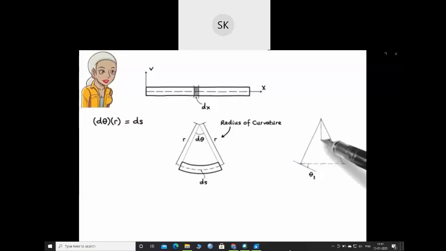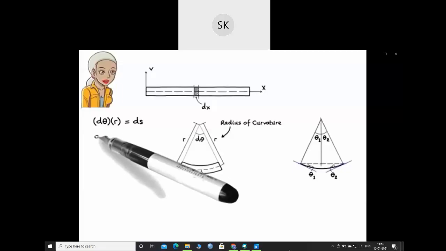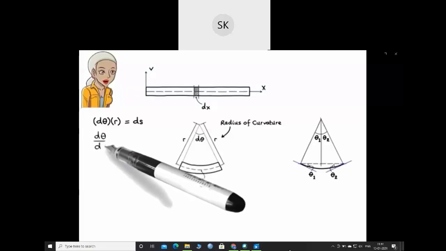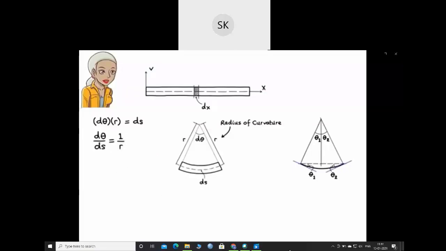Let's rewrite this equation as d theta over ds equals 1 over r. Also, let's make another simplification. Since ds is the unchanged length of the segment along the neutral axis, we can replace it with dx. So we can write d theta over dx equals 1 over r, or d theta equals 1 over r times dx.